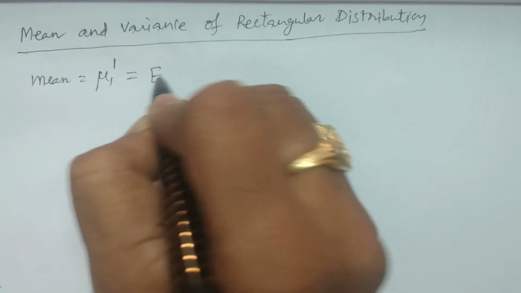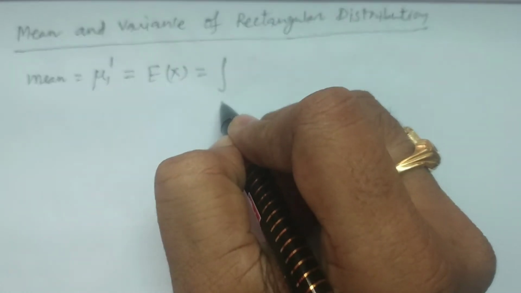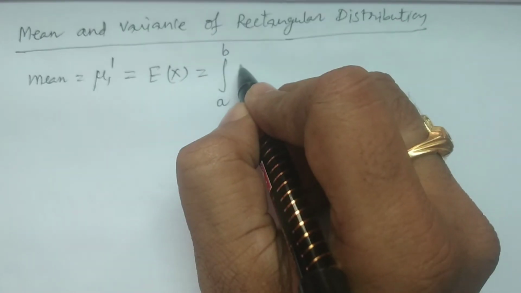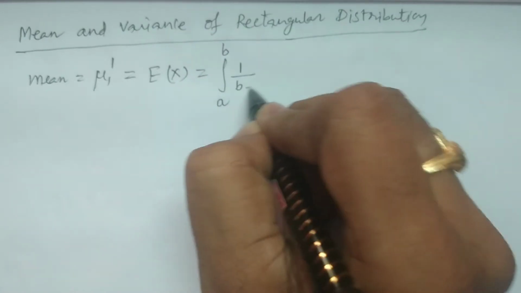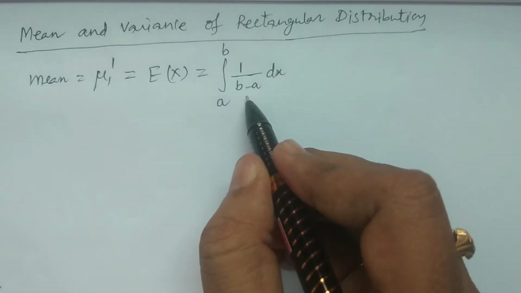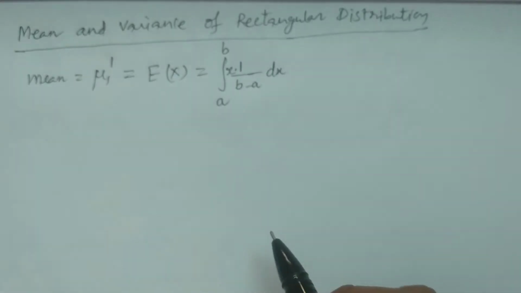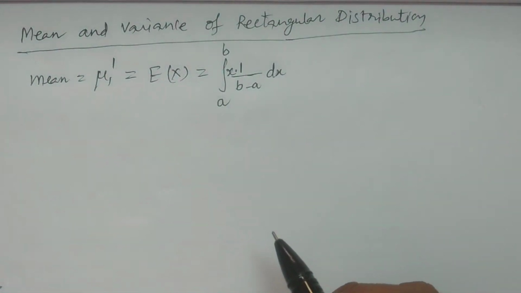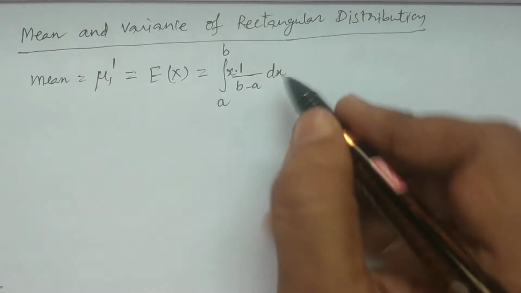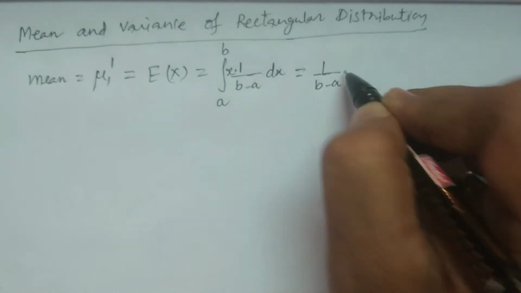It is equivalent to the expectation of x, which is the integral. The range of the rectangular distribution is a to b, and f of x is 1 by b minus a. The mean formula is the integral of x into f of x dx, which is equivalent to 1 by b minus a, a constant, and we can take it outside.